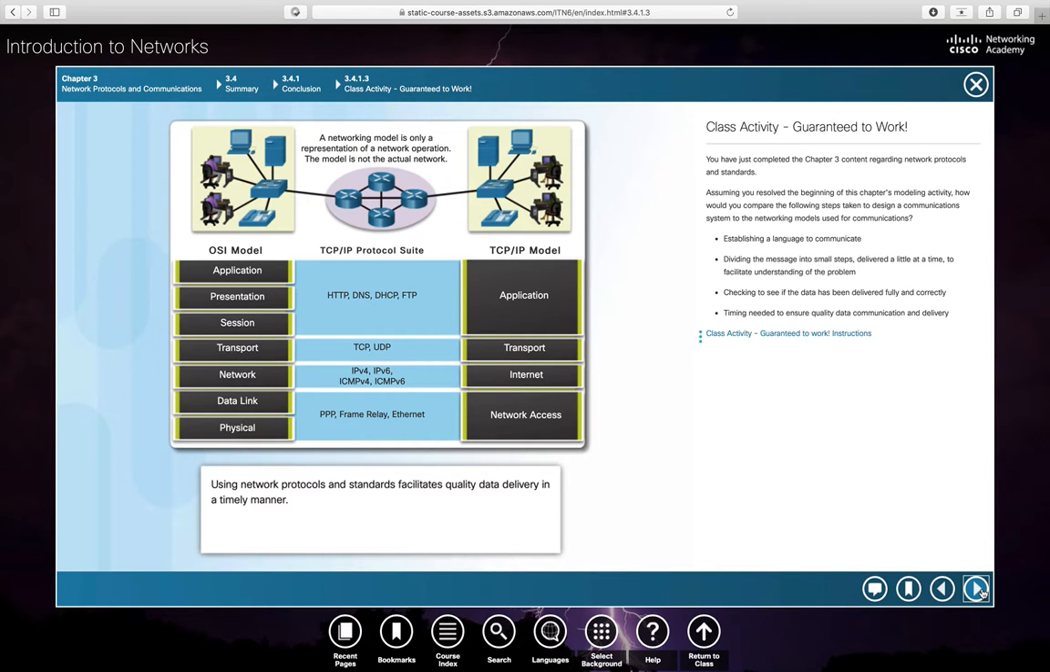This is technically a class activity. I'm not going to sign it, but it just basically summarizes a number of things we've talked about, particularly the OSI model and the TCP/IP model. So you might want to click on the link at the bottom and just read this. It's very short.